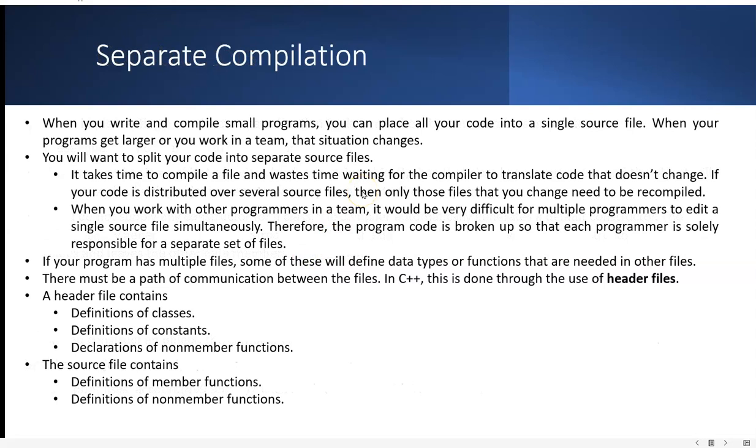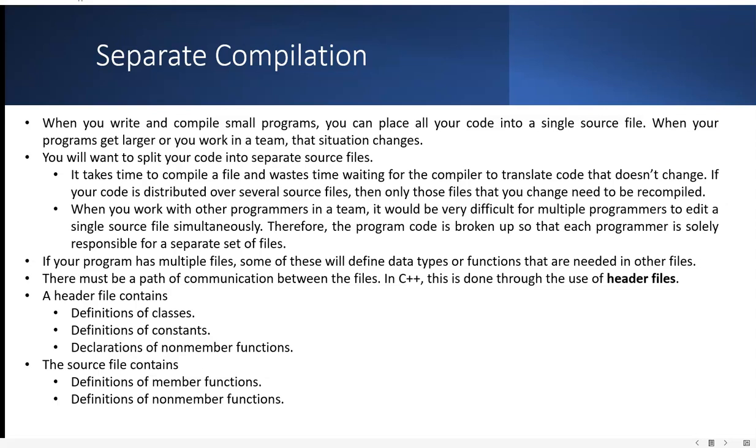Now, we've talked about this before. When you write and compile small programs, you can place it all in one file. You'll want to split your code into source files. It takes time to compile a file and you waste time waiting for the compiler to translate code that doesn't change. So we don't always have to recompile. When you work with other programmers, it'd be very difficult to do it all in one file. If your program has multiple files, some of these will define data types or functions that are needed in other files. There must be a path of communication between the files, and this is done through header files.